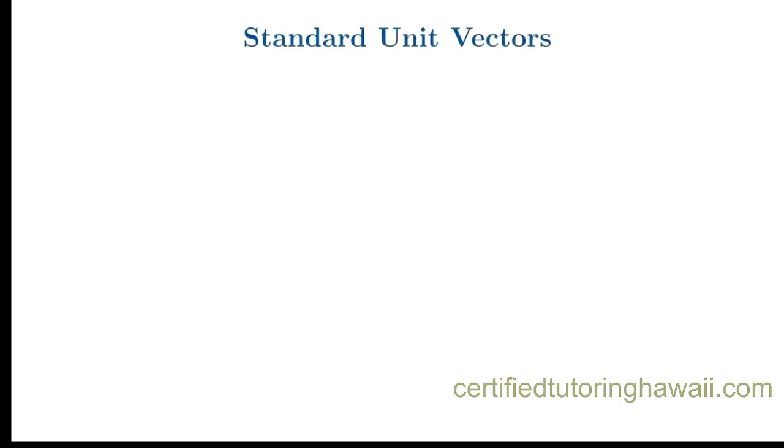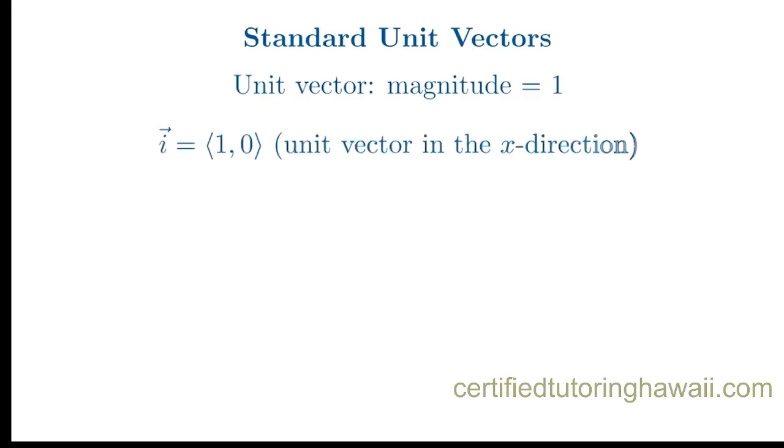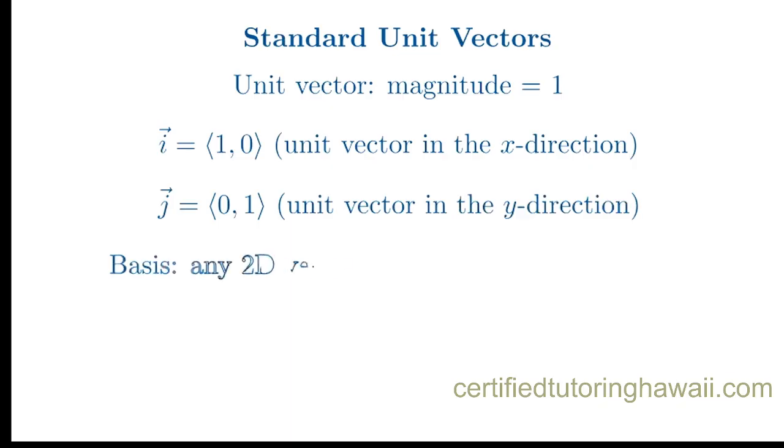There's also a very convenient way to write vectors using what are called standard unit vectors. As we discussed, a unit vector is a vector with a magnitude of 1. The standard unit vector i points along the positive x-axis. Its components are <1, 0>. And the standard unit vector j points along the positive y-axis. Its components are <0, 1>. These 2 vectors form a basis, meaning we can express any other 2D vector as a combination of i and j. For a vector with components <a, b>, we can write it as a times the vector i plus b times the vector j.